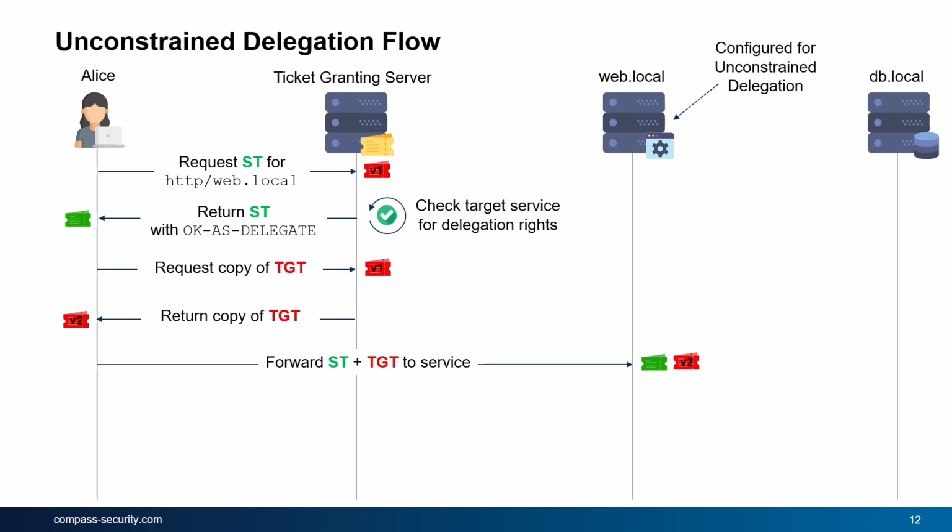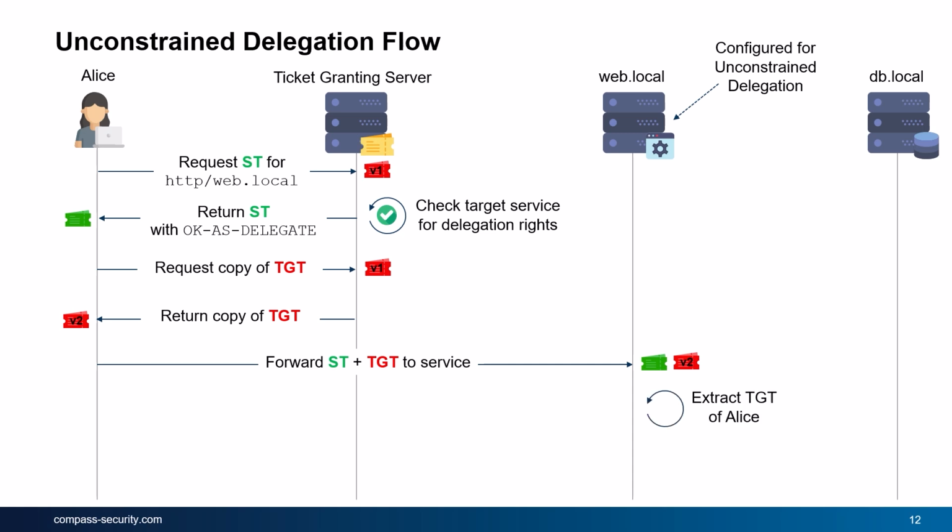So when the user then accesses web.local, it will first present its service ticket, which still is evaluated so the service can identify the user and make an authorization decision. And with the same request, it will also forward the copy that it has received. And then web.local is now in possession of the user's TGT.